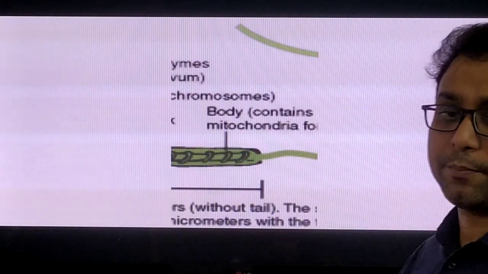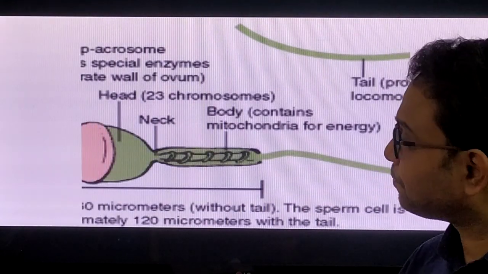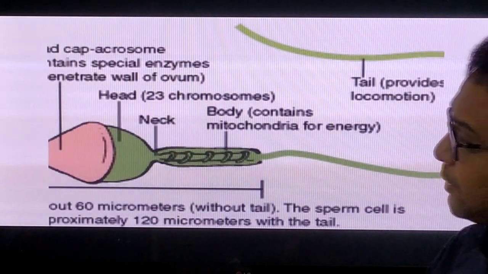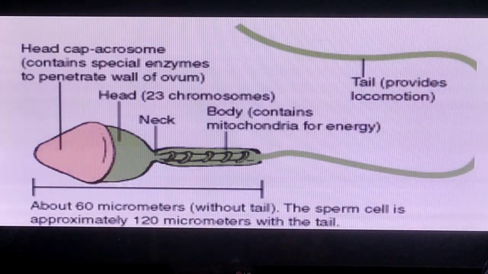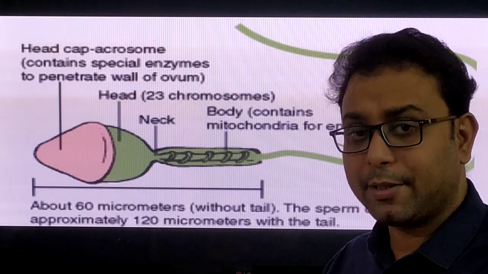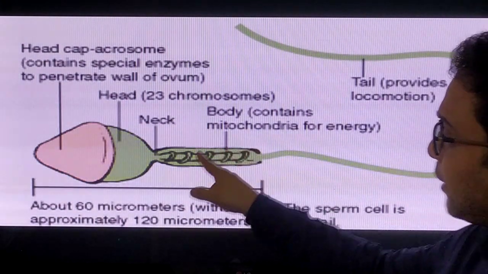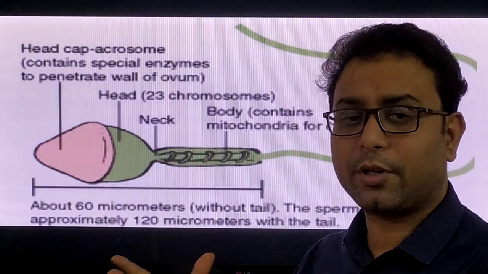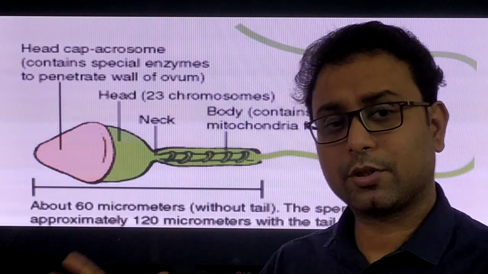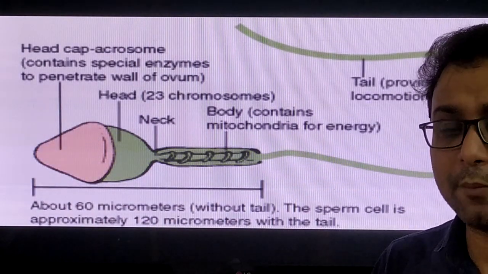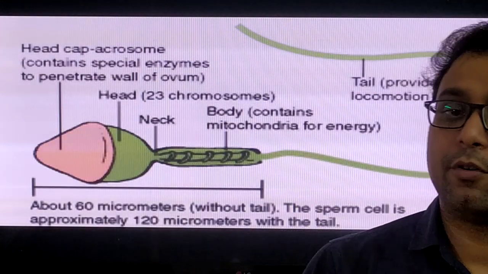So this is the structure of the sperm. The sperm is the male gamete cell. We have different parts. This is called the head part. This is the acrosomal part, which contains the enzyme hyaluronidase. This is called the neck part, and this is the body, which contains spiral mitochondria. And this is the tail, which helps the movement of the sperm. Sperm are haploid in nature, containing only 23 chromosomes.